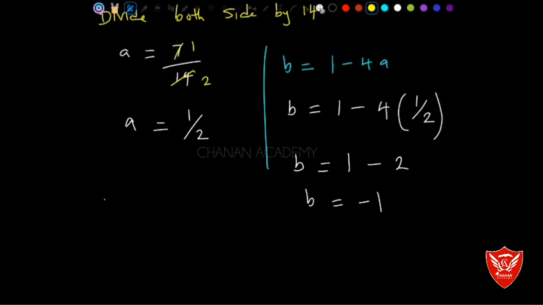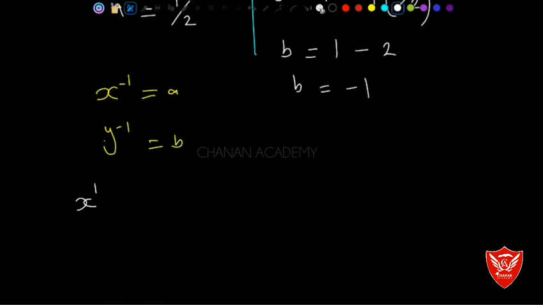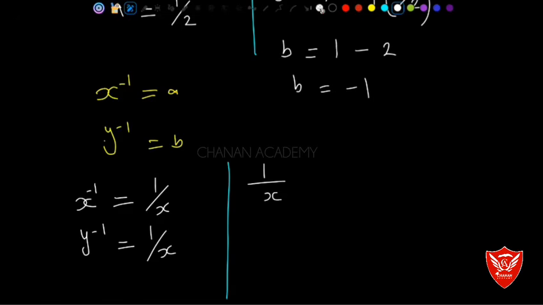So don't forget our assumption from the beginning that we said let x raised to the power negative 1 equal to a and y raised to the power negative 1 equal to b. Now, since x raised to the power negative 1 is the same thing as 1 over x, and y raised to the power negative 1 is also 1 over y, we can have that 1 over x is equal to a and 1 over y is equal to b. From this point, we can substitute their values and we'll get our values for x and y.